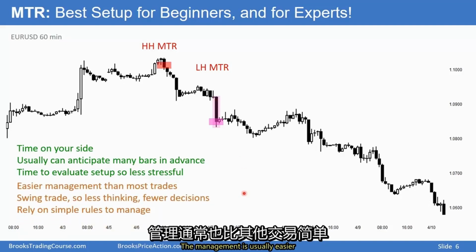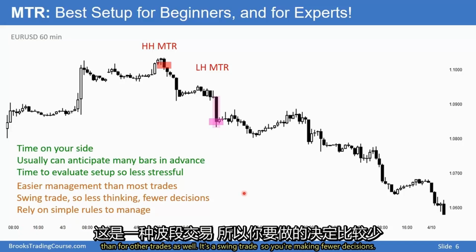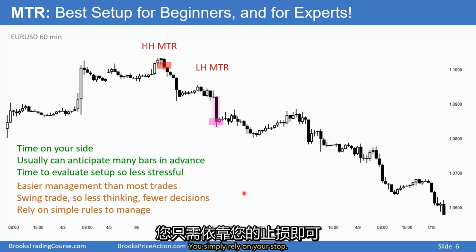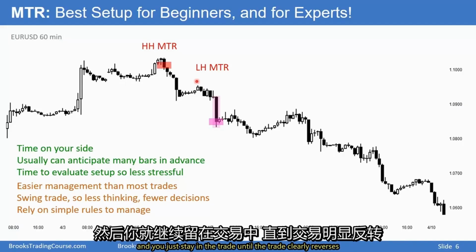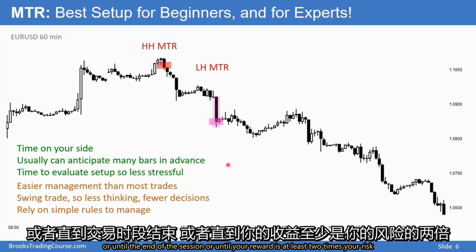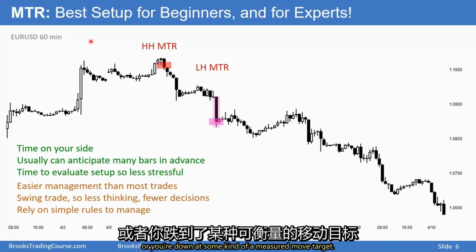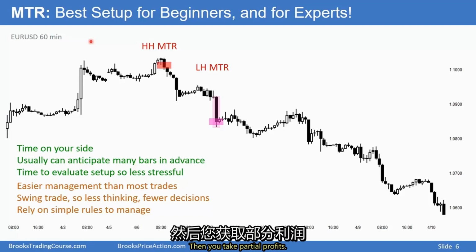The management is usually easier than for other trades as well. It's a swing trade, so you're making fewer decisions. You simply rely on your stop. If you sell here, your stop is above the most recent major lower high. And you just stay in the trade until the trade clearly reverses, or until the end of the session, or until your reward is at least 2 times your risk, or you're down at some kind of a measured move target. Then you take partial profits.